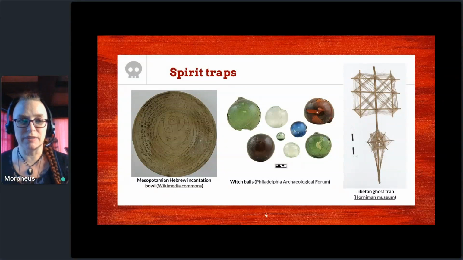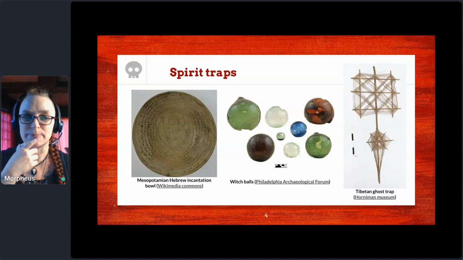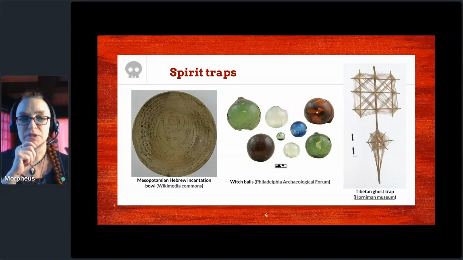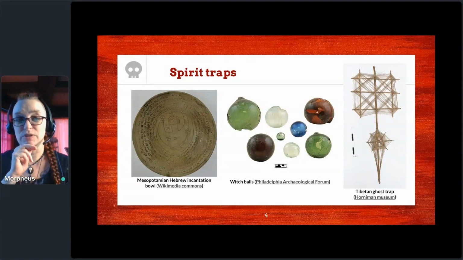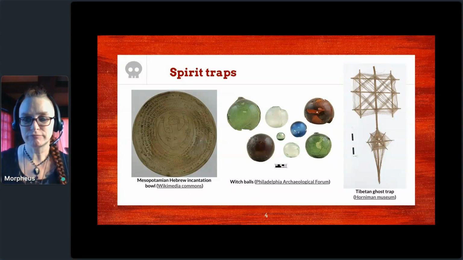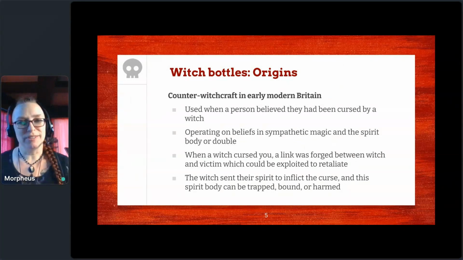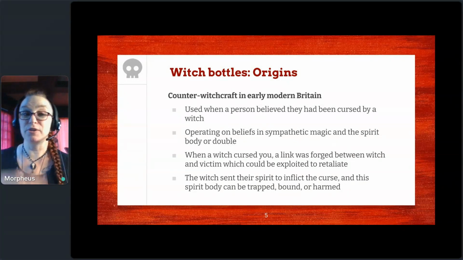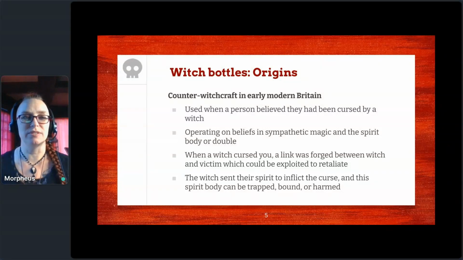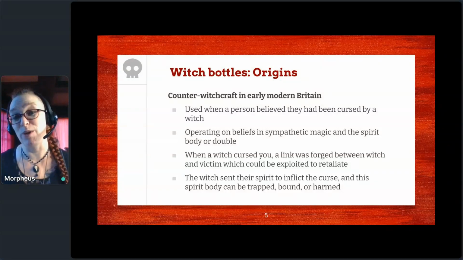In the center of the image here, you have some witch balls. These are kind of glass baubles. I think they originated as floats for fishing nets, and people have often used them as spirit traps. And then on the right is an image of a Tibetan ghost trap. That's a woven style of spirit trap. But those are just a couple examples of other traditions and how they build spirit traps. But let's get into talking about witch bottles.